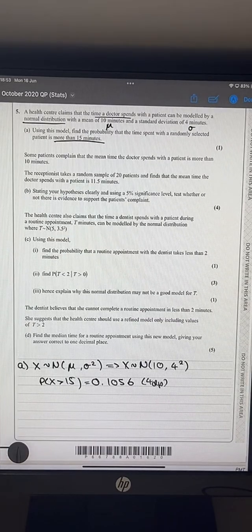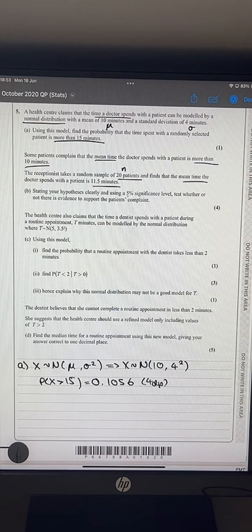Move on. Some patients complain that the mean time the doctor spends is more than 10 minutes. The receptionist takes a random sample of 20 patients, so that's N, and finds that the mean time the doctor spends is 11.5 minutes. State your hypothesis clearly and use a 5% significance level to test whether or not there is evidence to support the patient's complaint. So, with this type of question, it's a hypothesis testing question. It is a one-tailed test.